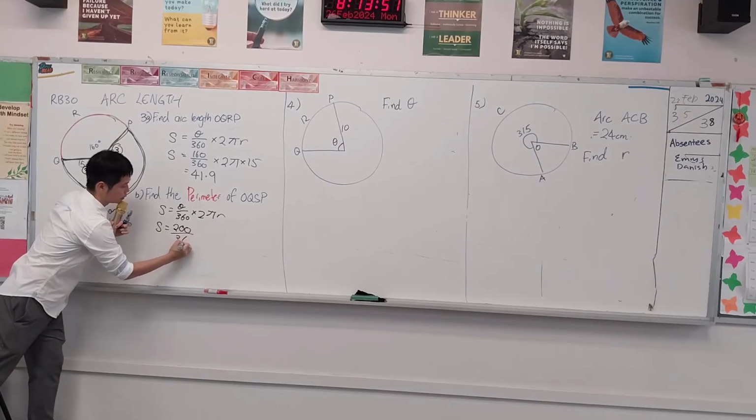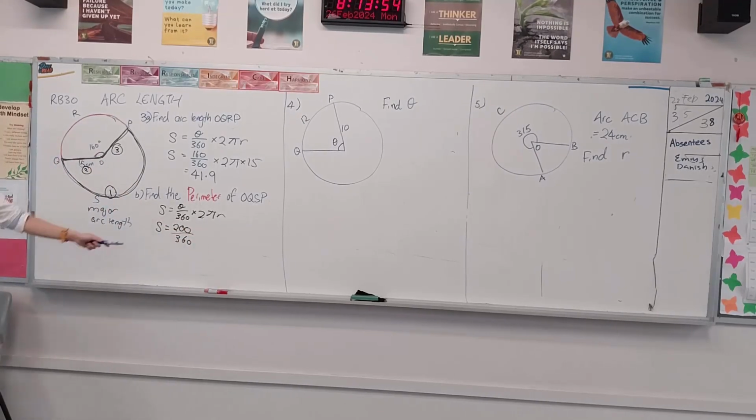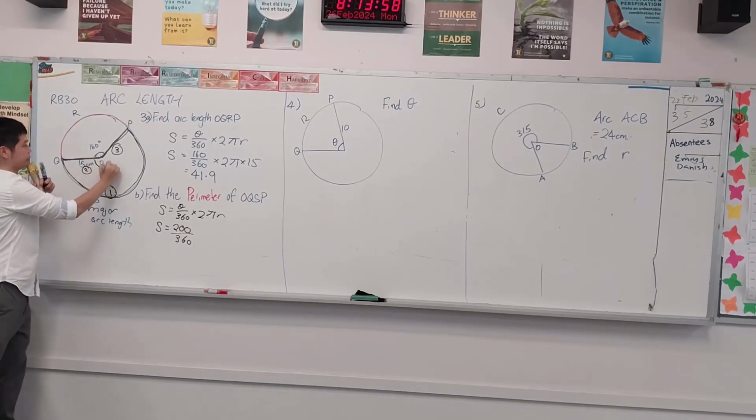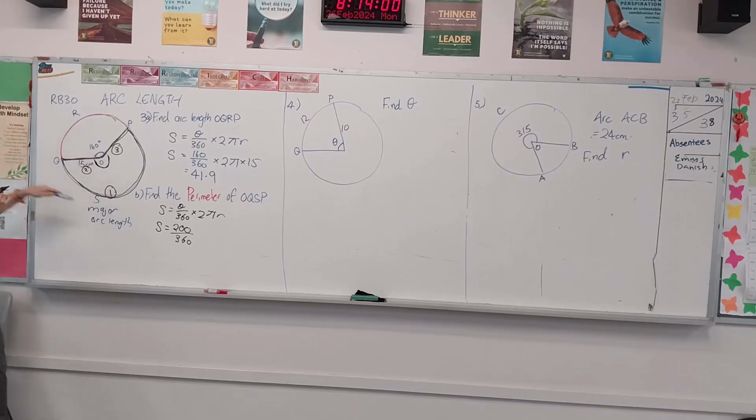We pause here for a while. Anyone don't know how I got 200? Please. I'm using this angle here because the arc length is also U-shaped. So I use the U-shaped angle. Does that help?